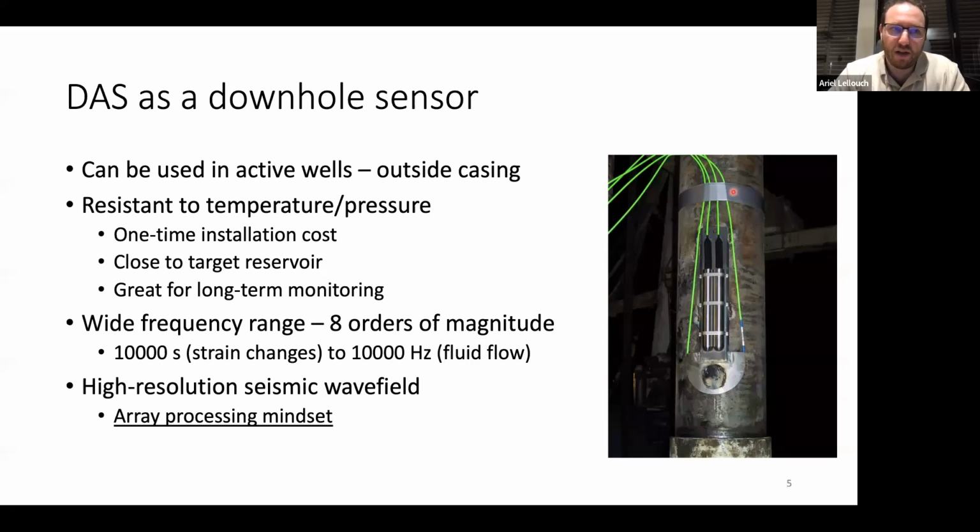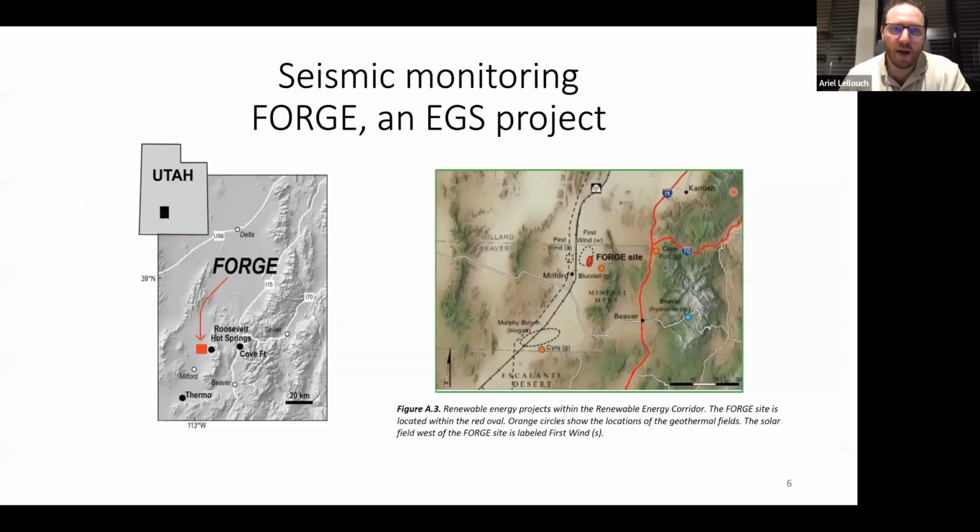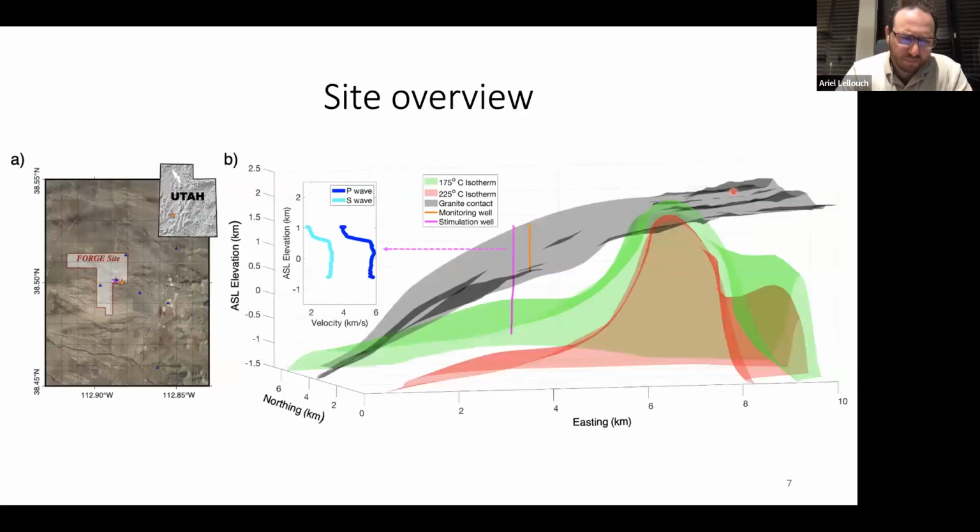And eventually, that's what I'm trying to advocate for: we get such a high resolution measurement of the seismic wave field that we have to think in terms of array processing. And I'm sure you are all very familiar with such approaches from the nature of your work. So let's get down to the first example. That's a seismic monitoring project, FORGE. It's a DOE-funded project for geothermal energy, located in Utah, in an area known as the Renewable Energy Corridor. And this is the site.